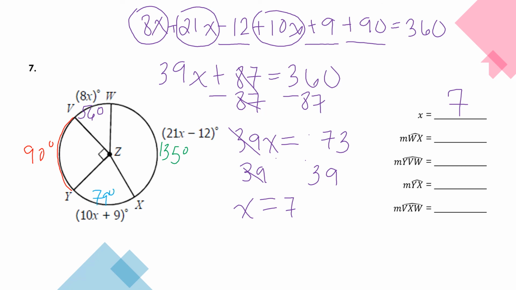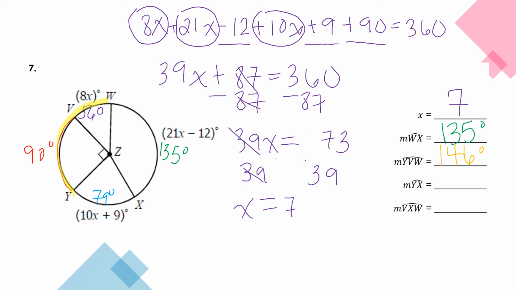All right, so let's see what they want us to find. WX, 135 degrees. We already found that one. YVW. So start at Y, go to V, end at W. So that's two of our arcs combined. That's 90 and 56. So that's going to be 146.